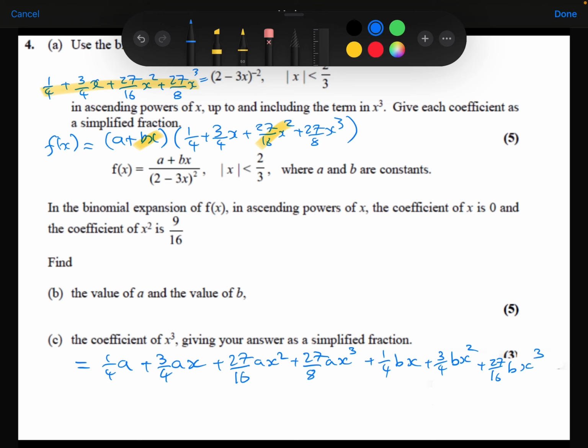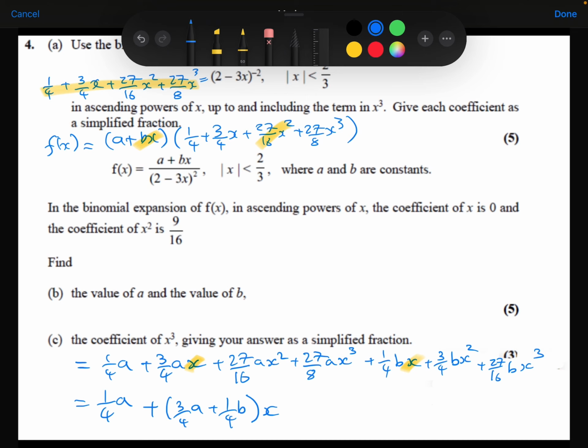Right, we've got some like terms here that we can collect up. The 1/4 a, that's the only term that's independent of x, that has no x, so we'll leave that there. Then let's look at the x terms. We've got an x term here and we've got an x term here. The coefficient of that is 3/4 a plus 1/4 b, with that x there.